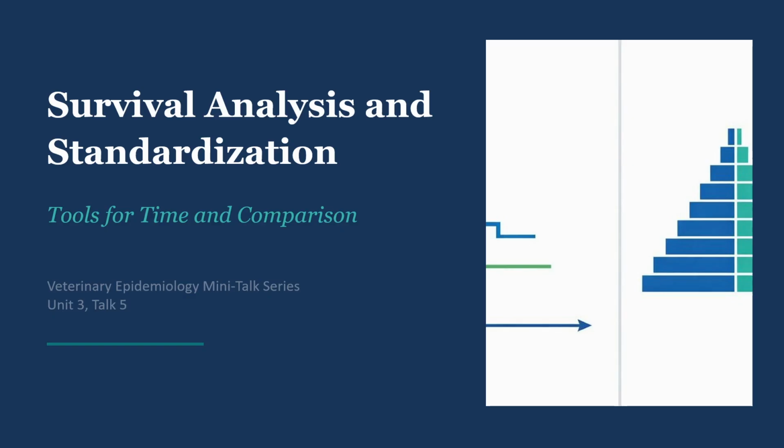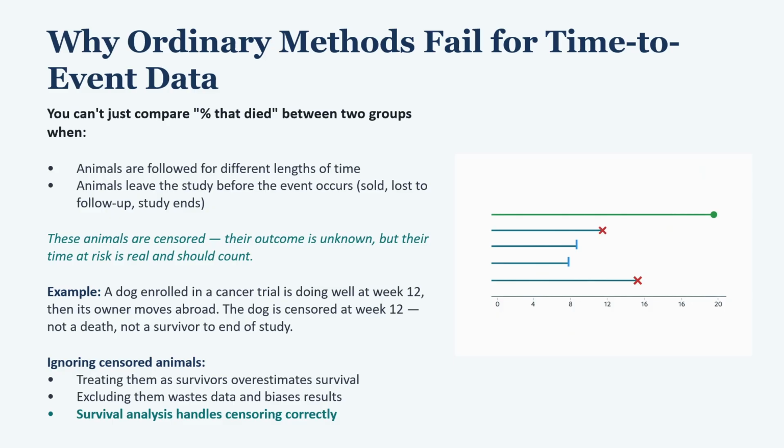Second, standardization, the technique for making rates comparable across populations with different underlying structures. If one herd has a higher pneumonia mortality rate than another, is that because management is worse or because the herd is older? Standardization lets you answer that question. Let's build both. Before we get into the mechanics of survival analysis, let's understand why we need it.